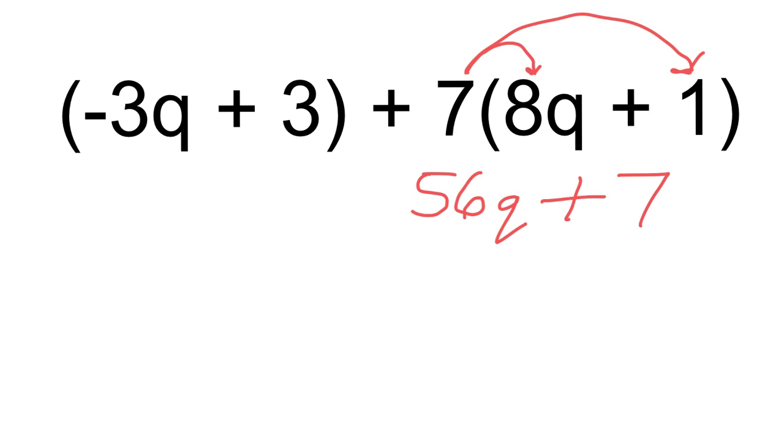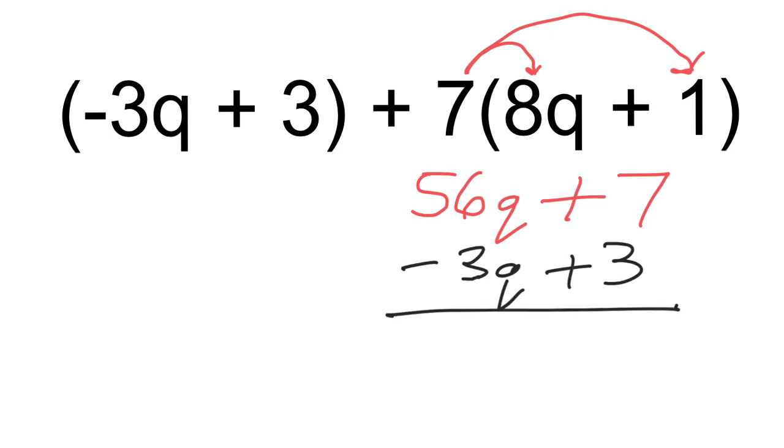Now I'm going to set up the vertical method to add my two expressions. All right, so when we do the vertical method, make sure that we line up our like terms. So I have my q's on top of my q's and my constants on top of my constants. Now I'm just going to add, going down, 56q plus negative 3q.